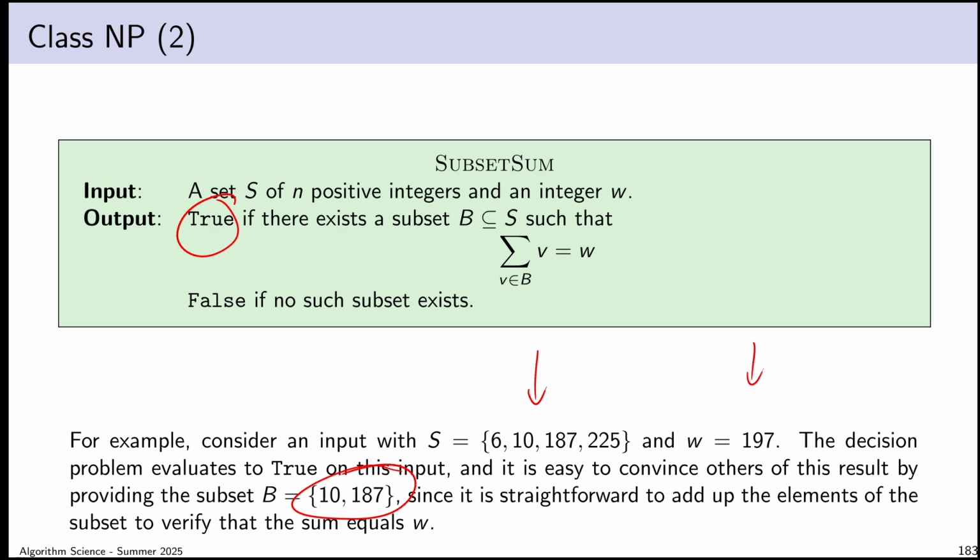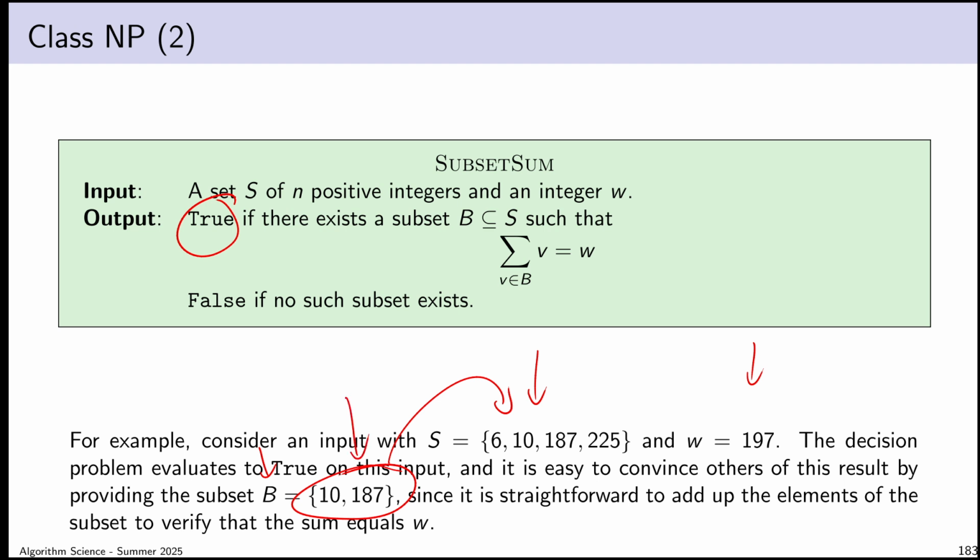Notice how the subset B that you provide me is pretty compact. It is of a polynomial size with respect to S, obviously, and it's really easy for me to take that subset and, in polynomial time, verify that it is in fact a subset that adds to W.